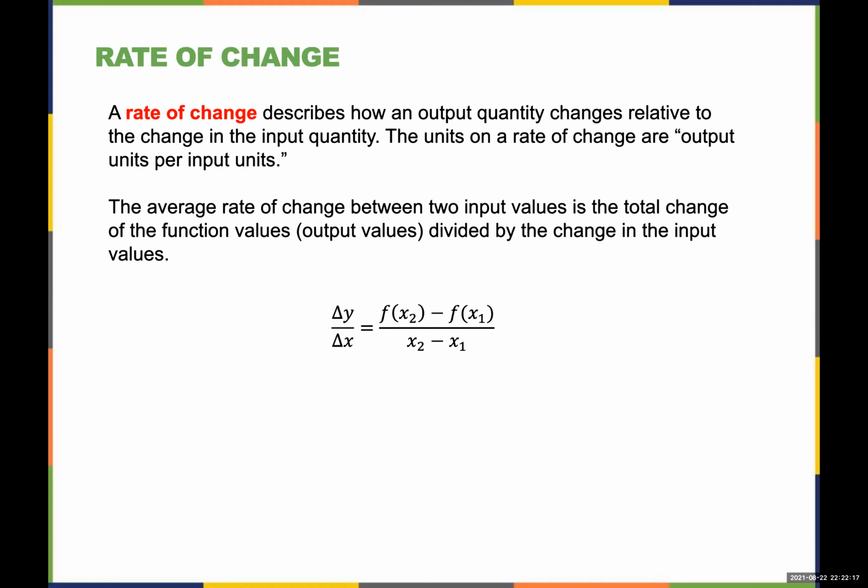Next one is the rate of change. This describes how an output quantity changes relative to the change in the input quantity. The units of the rate of change are output units per input units. And we can solve the average rate of change, delta y over delta x, that is equal to f of x2 minus f of x1 over x2 minus x1.